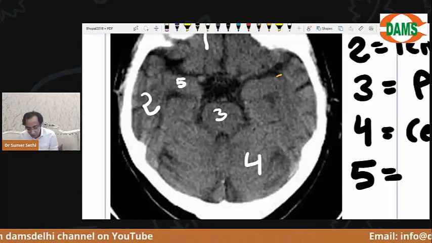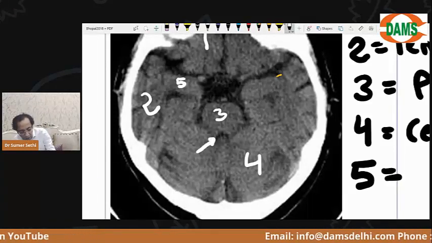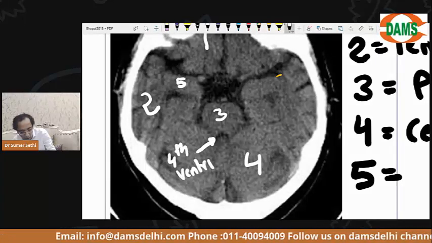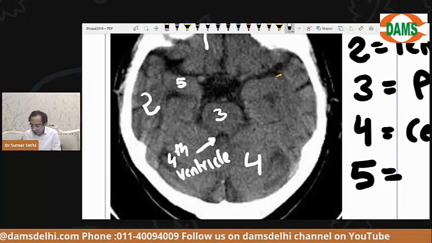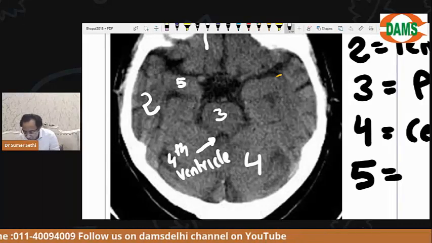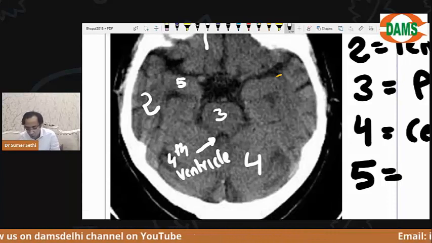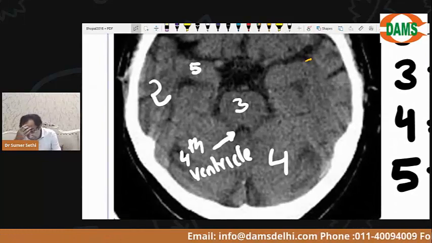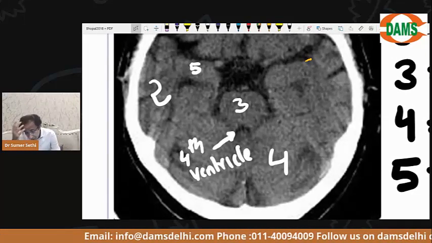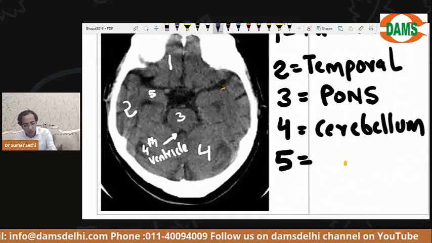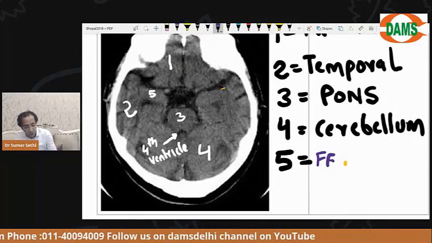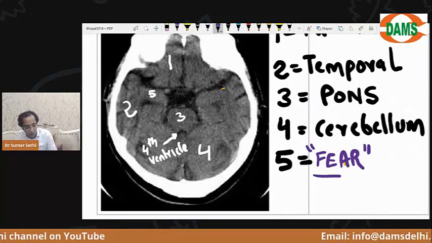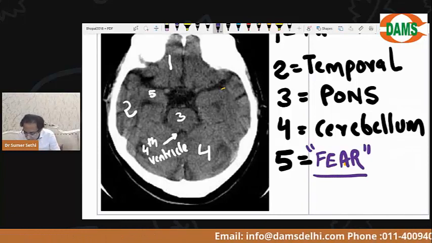So between the pons and the cerebellum, you have your fourth ventricle. So the arrow is marked at the fourth ventricle. That is the fourth ventricle, bache. Now listen to me and answer. Any one of you can answer. What is the area? Number 5 is the area where your fears are located. Where your fear is. Okay. Number 5 is the area where you have your fear.